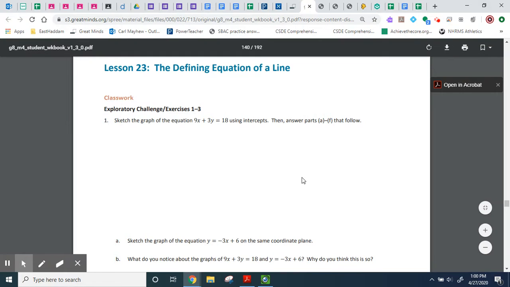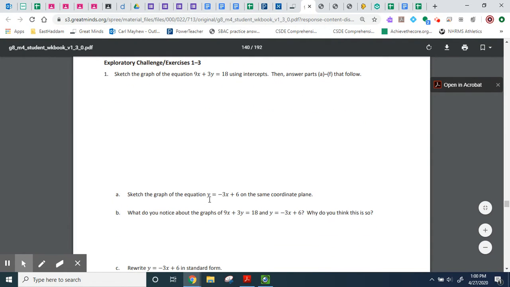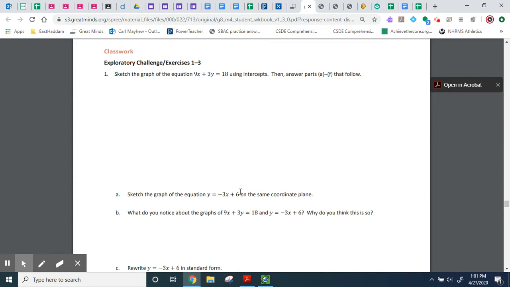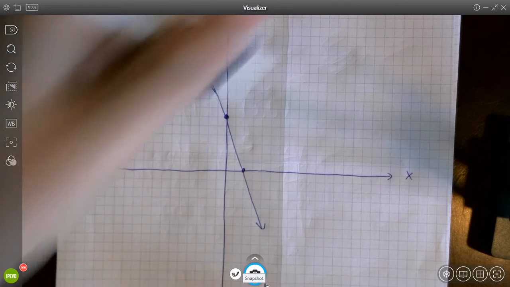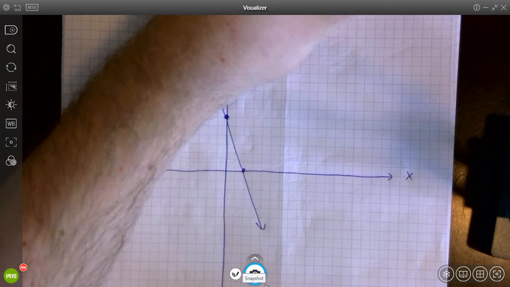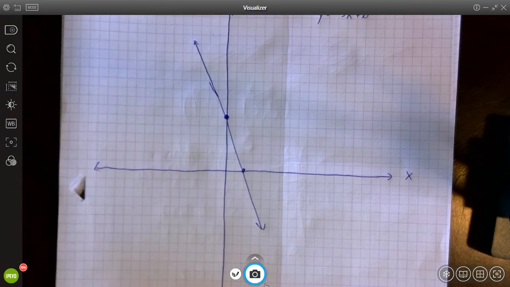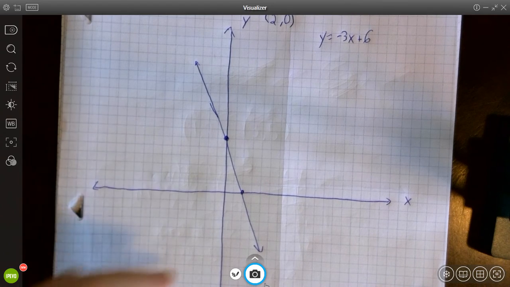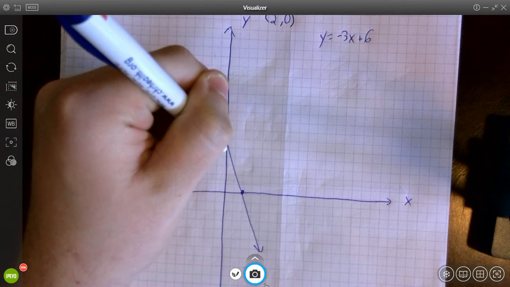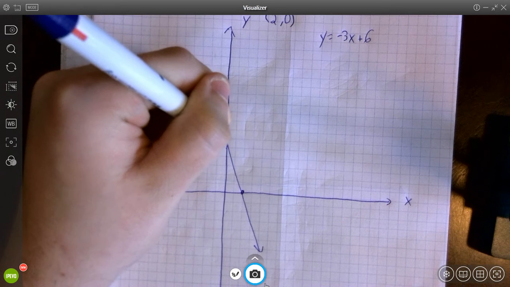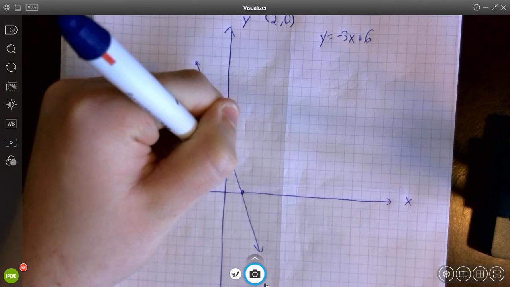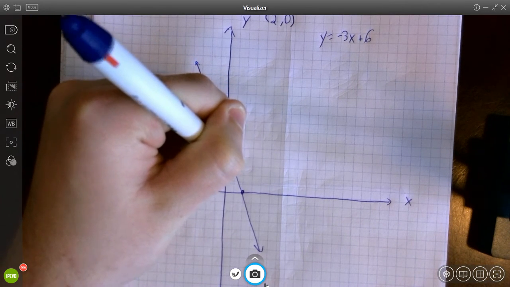The next part of this is saying to sketch a graph of the equation y equals negative 3x plus 6 on the same coordinate plane. Well, based on that, we know that 6 is our y-intercept, and that we're going to go down 3 and forward 1. Let me write the equation on the other piece of paper. So we've got y equals negative 3x plus 6. And if we're looking at that equation, we're starting at 6. 1, 2, 3, 4, 5, 6. And then we go down 3. 1, 2, 3 over 1. That's going to put us right here.